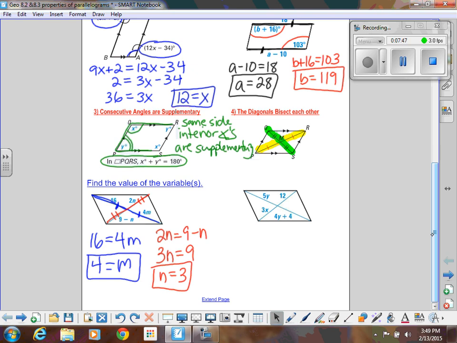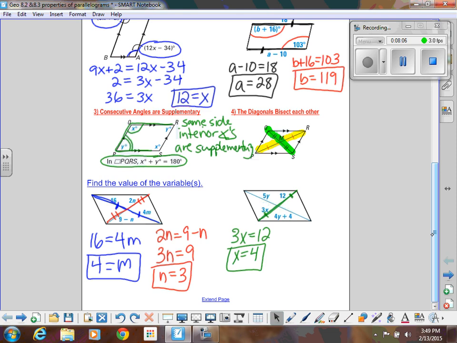All right, and this one over here, again, we have diagonals. So we're going to use the property about diagonals. So this 3x is going to be congruent to the 12. So let's make an equation with that. And then I'm going to divide both sides by 3 to get x equals 4.